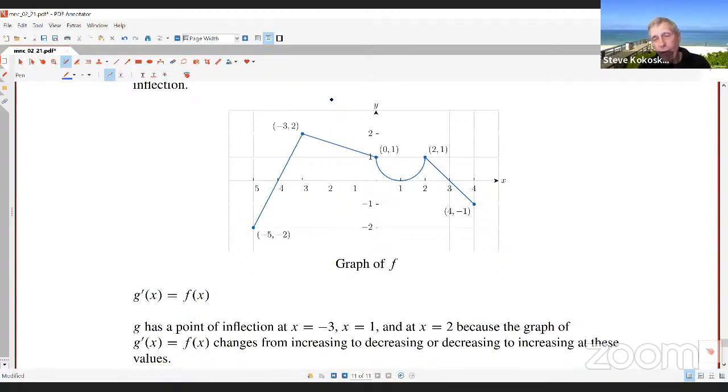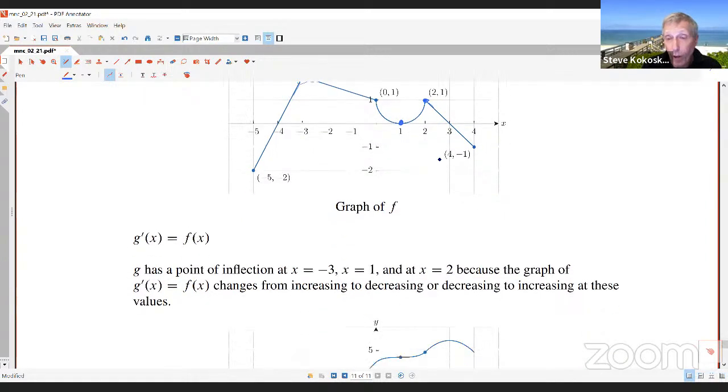So we have a graph of f, which is the graph of G prime. And notice that it does change here from increasing to decreasing right there. So we're going to have a point of inflection at x equals -3. It sneaks down here. It's still decreasing, but it changes right here from decreasing to increasing. And then it changes again right there from increasing to decreasing. So it certainly looks like we have 3 points of inflection on the graph of G.